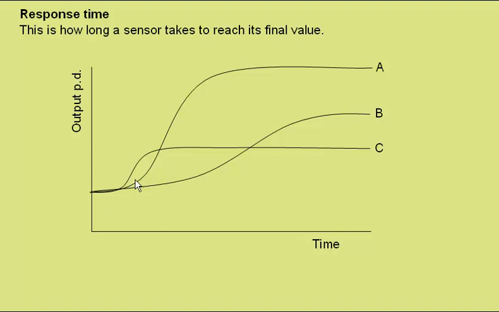Sensor C responds very quickly and has reached its final output value by this point. Sensor A has reached its final output value by this point, but sensor B doesn't reach its final value until around this point. So the sensor with the longest response time is B.